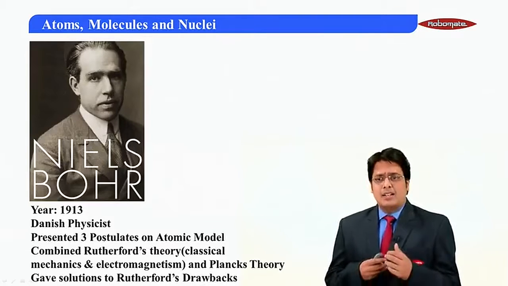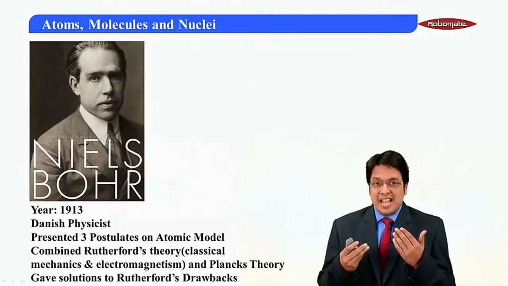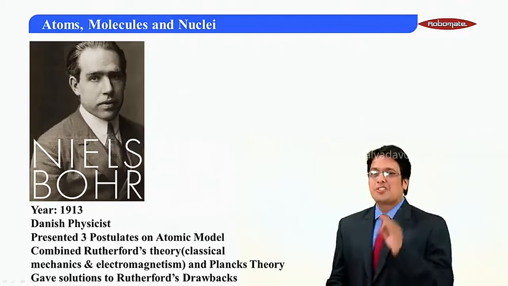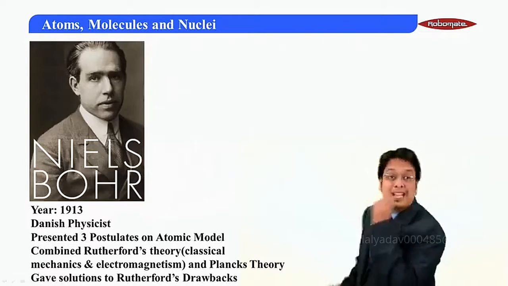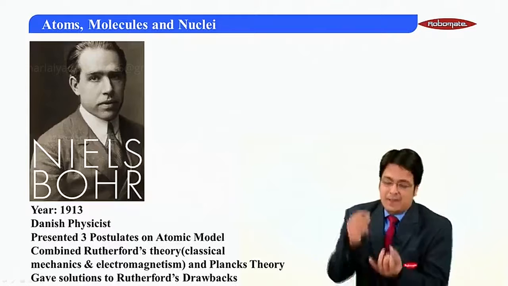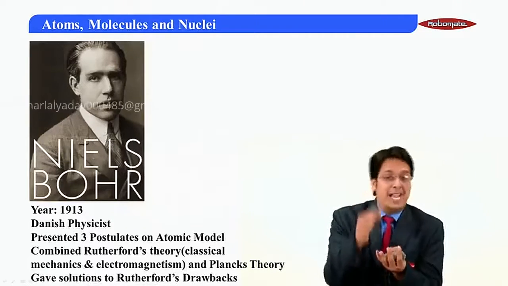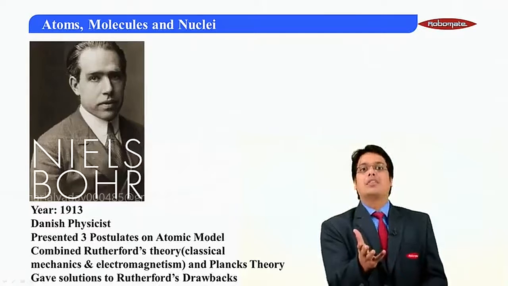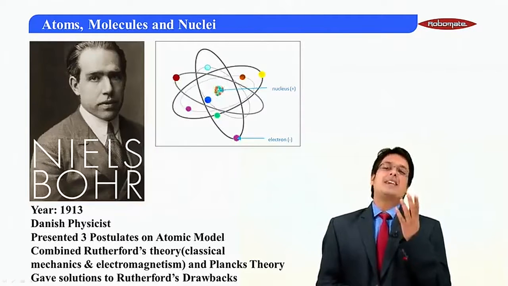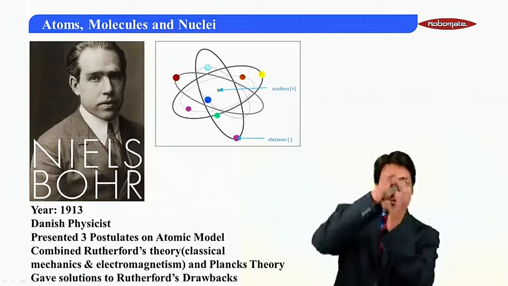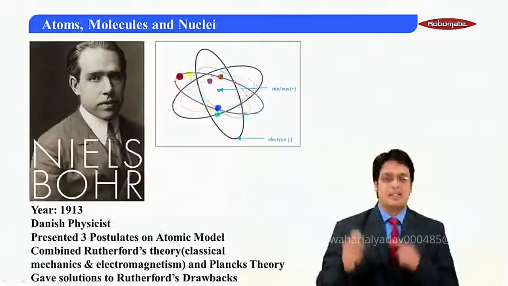It combined both classical mechanics, electromagnetism and Planck's theory just to give a solution to Rutherford. Man, you are awesome. He's a true businessman. See, he combined classical physics. He combined the electromagnetism idea of Maxwell. He combined Planck's quantum theory. He used Rutherford and he told, "This is me, boss." And he gave the very nice idea of the so-called nucleus around which there are circulating electrons.